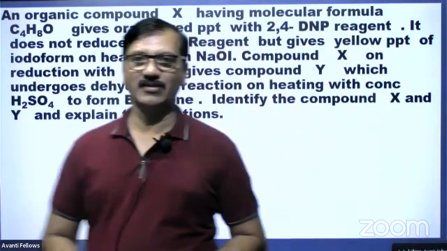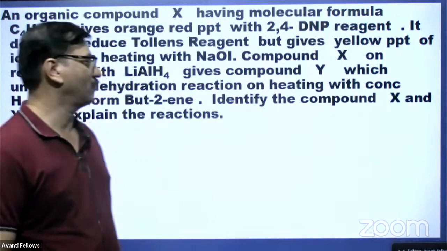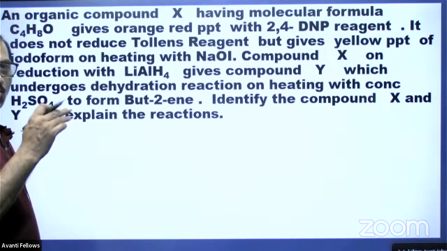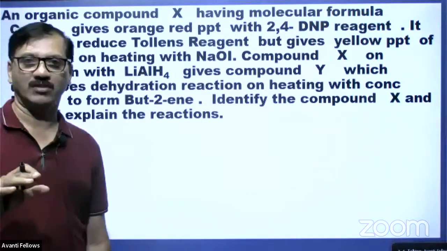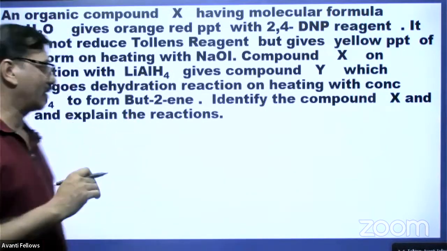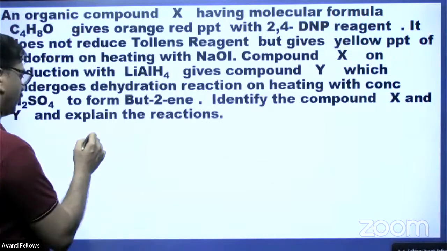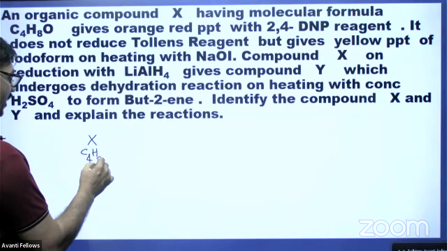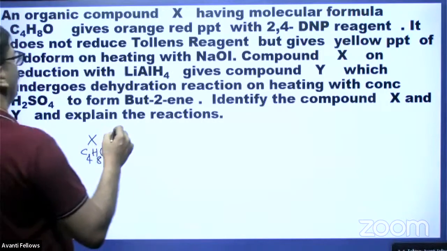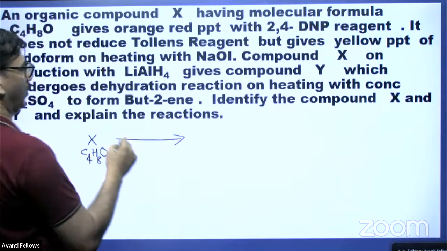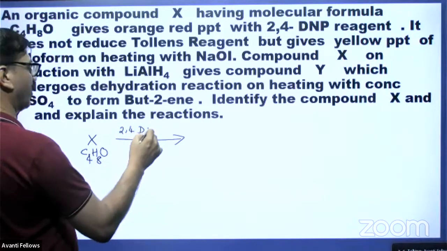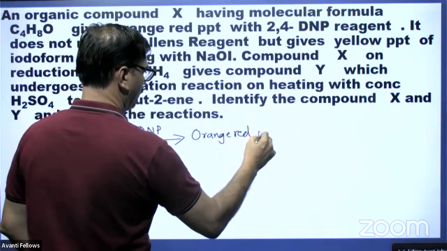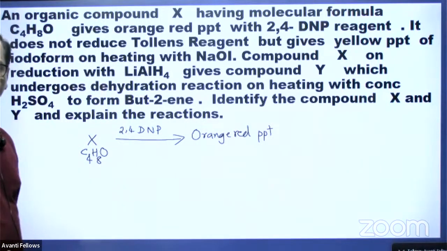This is a trending question in CBSE examinations. One question for either 3 marks or 5 marks is given, right? So how to attack or how to write the answer to this? First, you have to make some skeletal impact. What I mean is, there is compound X you have to write. Its molecular formula is given, C4H8O. Okay, this gives orange red precipitate with 2,4-DNP. That means it will answer 2,4-DNP, right?